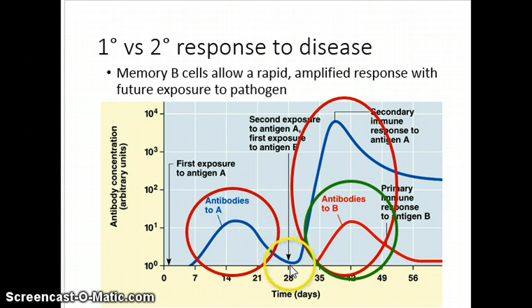Now let's compare that to the second exposure to that same virus. Here, that's happening at day 28. It takes about 2 days as opposed to 6 to get a sharp increase in antibodies. And so that's why when we have these memory cells, this is what allows them to respond very quickly and in a very high volume way to a second exposure.